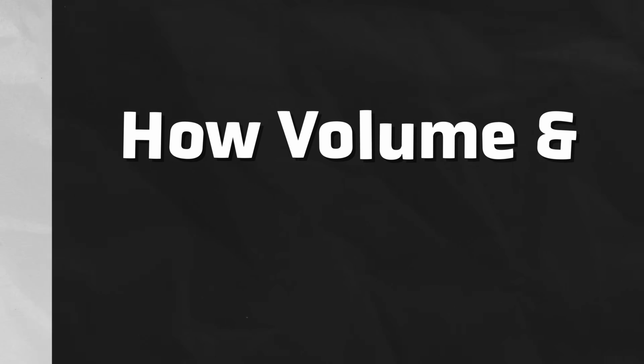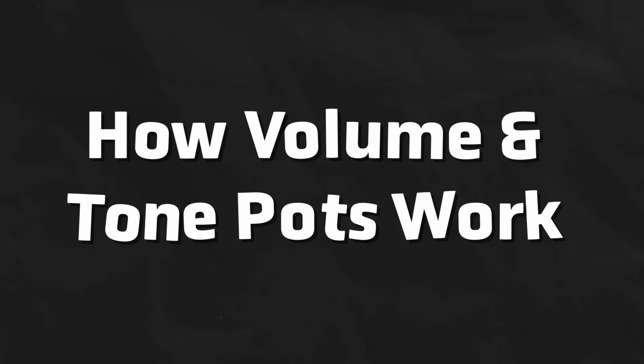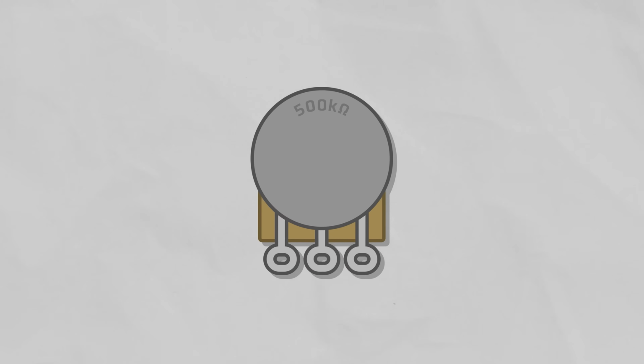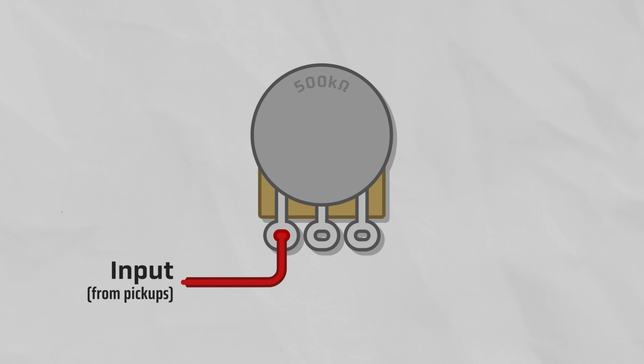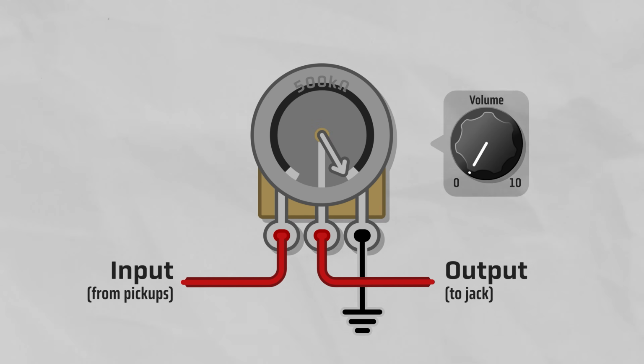With that out of the way, let's see how pots function in basic volume and tone controls. And just a heads up, this will be a simplified explanation and not the full story, but it'll give you a basic understanding of how these controls work in electric guitars. There are a couple ways to hook up a volume control, but most commonly in diagrams, you'll see the hot signal from your pickups connected to lug 1, the output signal connected to lug 2, and lug 3 connected to ground, often soldered to the outer casing of the pot itself.